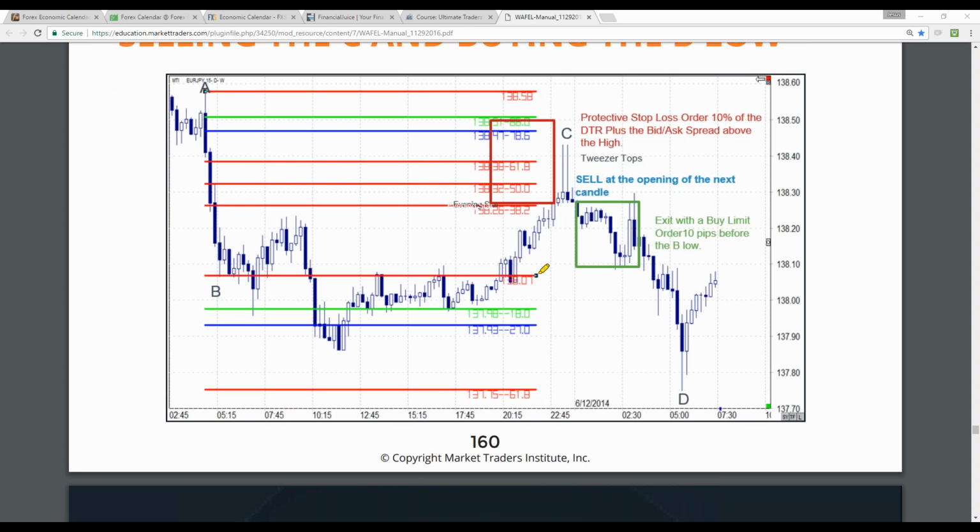And then look at where the B low is. In this case, it is 138.07. 10 pips before will be 138.17. Any questions on strategy number 2 and how it works?